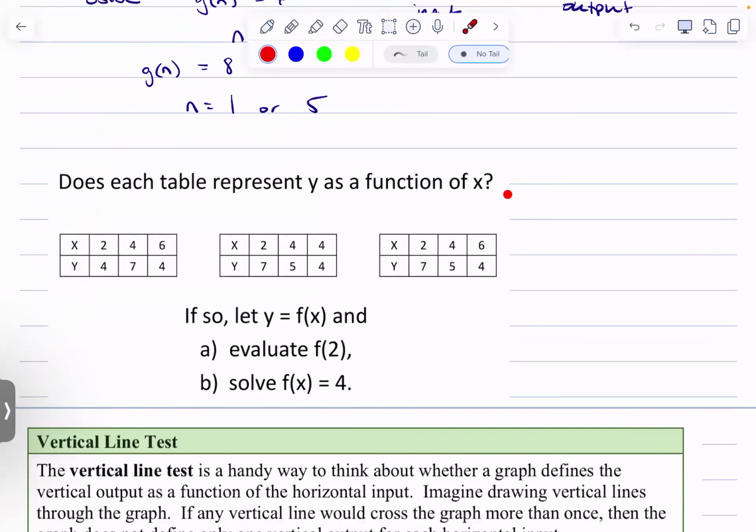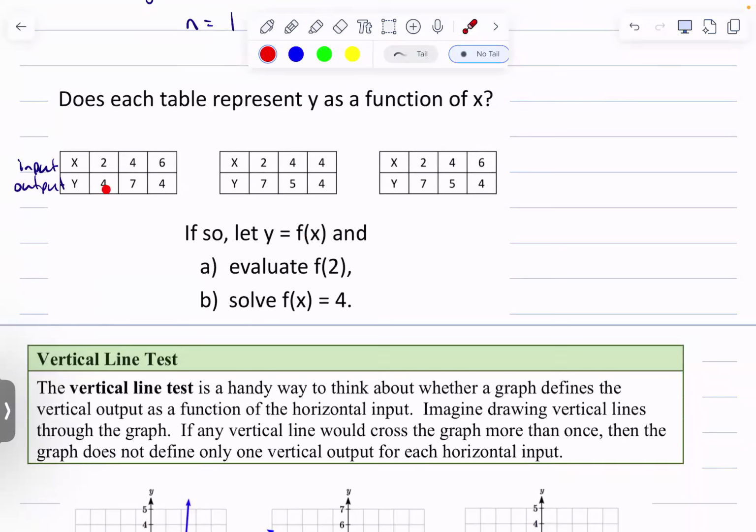Does each table represent y as a function of x? So y is the output and x is the input from that phrase. And if so, let y be f of x, so y is the output still, and we're going to evaluate f of 2, and we're going to solve f of x is equal to 4. If it's a function. Otherwise, we can't do that.